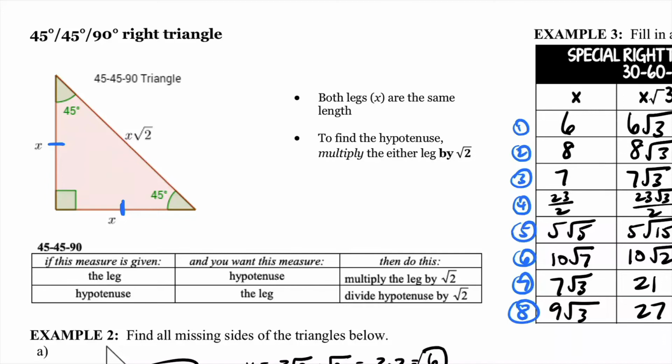So now we'll do the 45, 45, 90. Okay, so remember 45, 45, 90. Two of the sides are exactly the same, right? Right triangle, two of the sides for 45, 45, 90 are exactly the same because two of the angles are the same. Okay, one is 90, the other two are 45. So if we have a leg and we want to find a hypotenuse, we need to multiply the leg by square root of 2. If we want to go the opposite direction, we divide by the square root of 2. Okay?